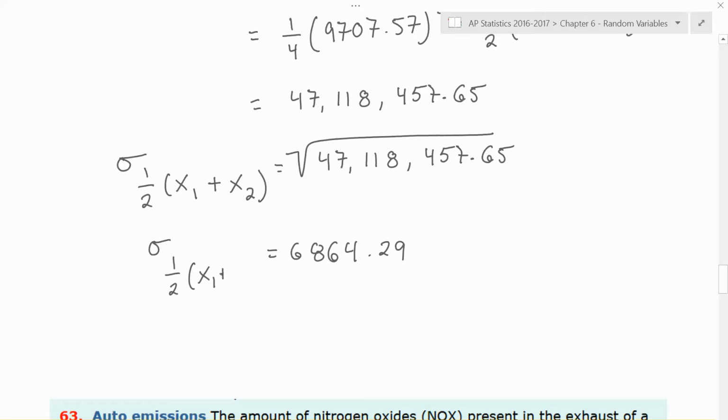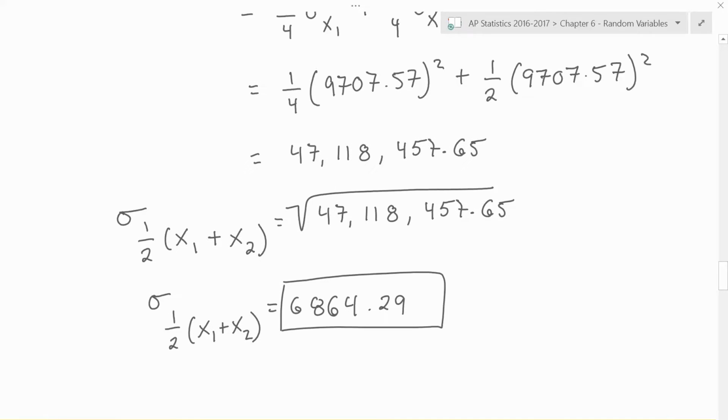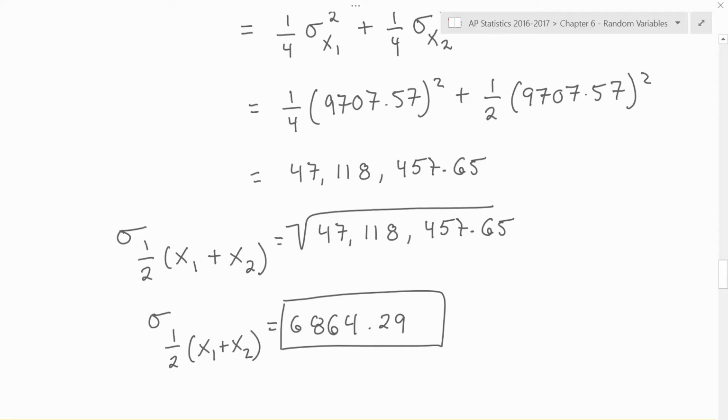So this is my standard deviation of the new variable that's formed by taking x1, the amount of money received on one insurance policy, plus x2, which is the amount of money received on another insurance policy, and averaging those two. So the variability in the average of two policies is smaller than the variability of any single policy.